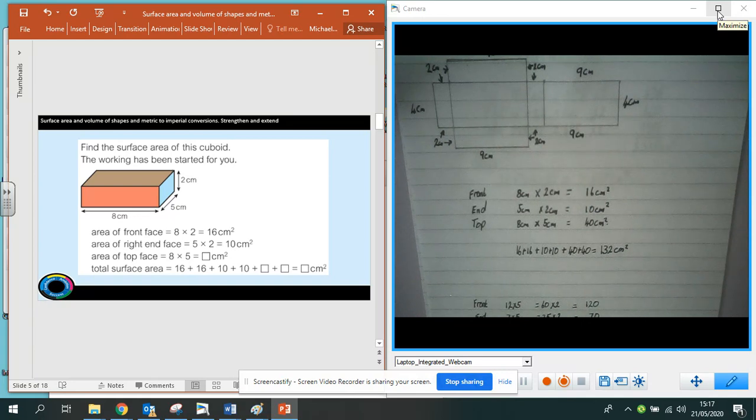So this question, front, it's already written down. 8 times 2 is 16. End, 5 times 2 is 10. Top, 8 times 5 is 40.